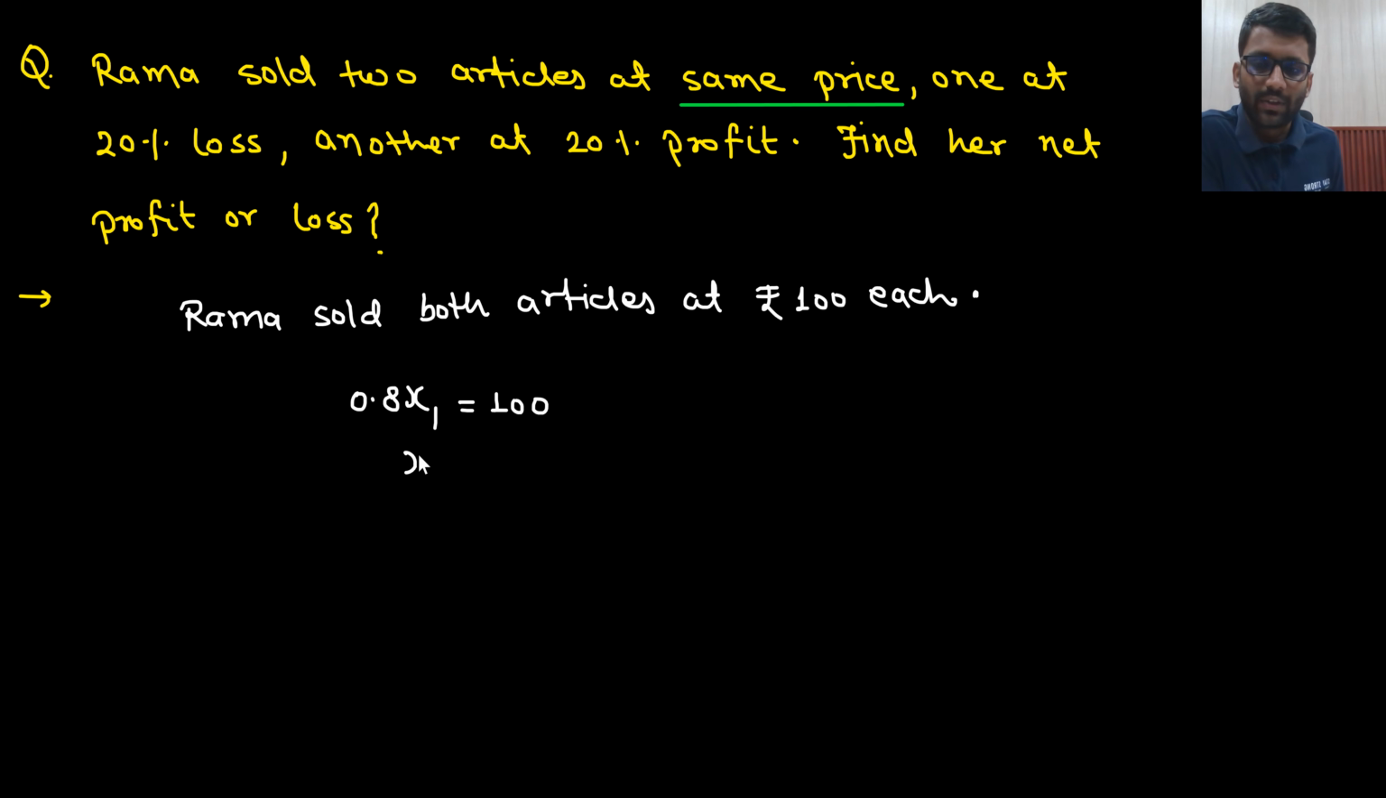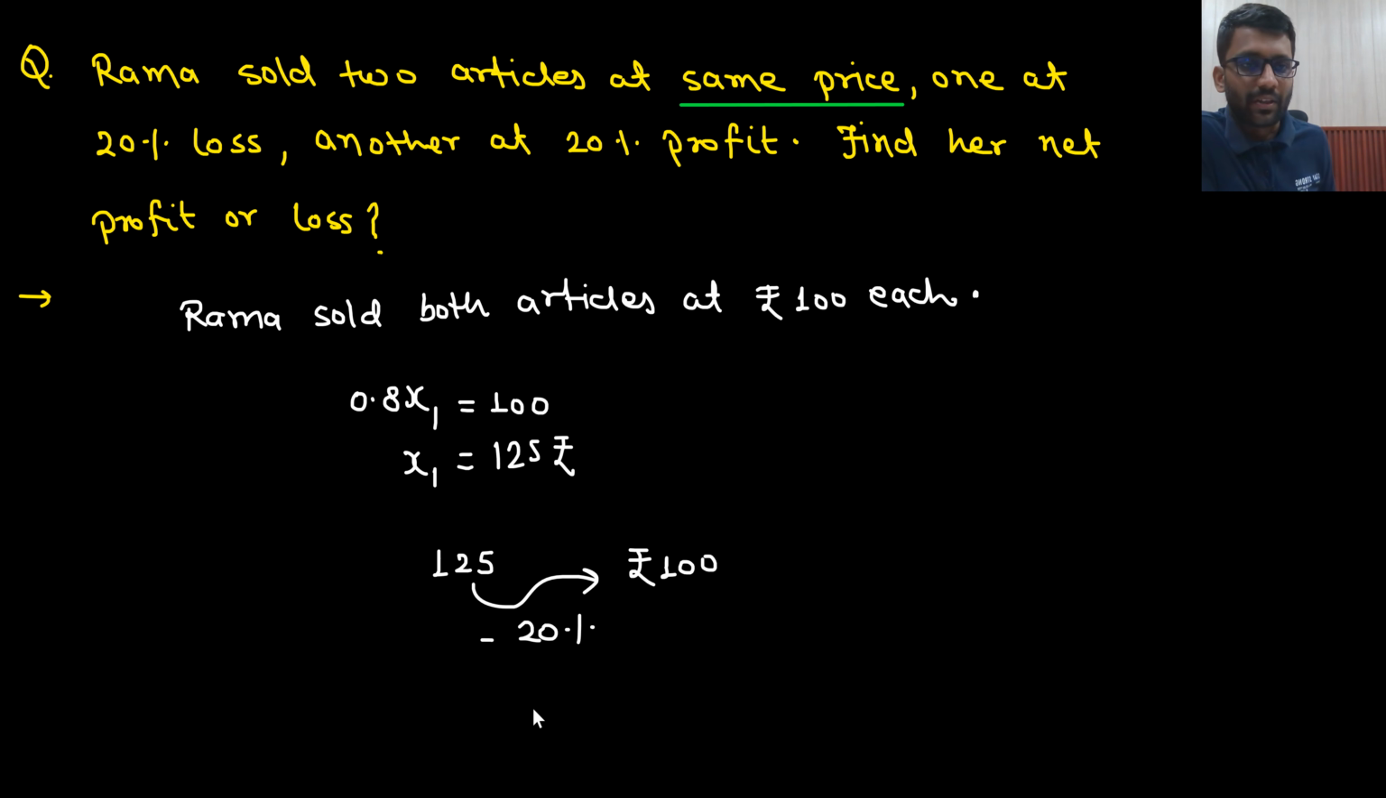So from here x you will get is 125. So basically she purchased that in 125 rupees and she is selling at 20% loss, that means she is selling at 100 rupees. Are you getting this point? I hope you are understanding. Now let's get back to the next point.